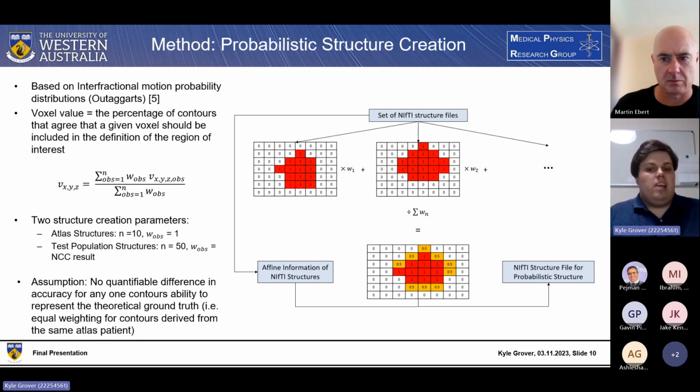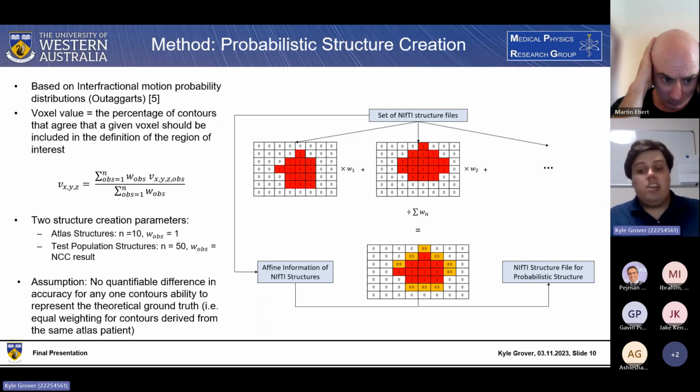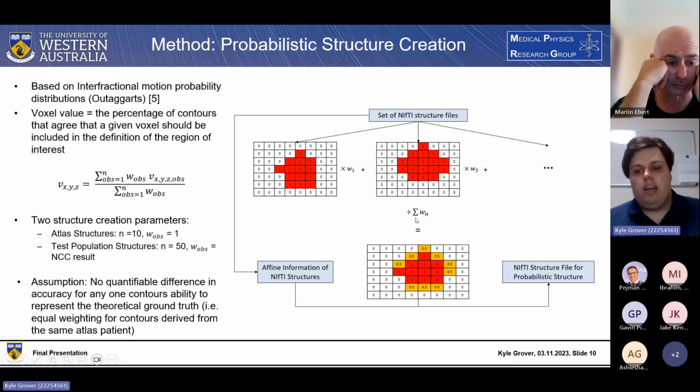So what this actually breaks down to is that each voxel value ends up representing the percentage of contours that agree that a given voxel should be included within the definition of the region of interest. While the equation is provided here, just for a bit of diagrammatic simplification, for each of these voxels that are considered, we take a weighted sum by multiplying by the weightings of each of the respective coordinates in all of our NIfTI structure files, then dividing by the total weight to normalize it back so it goes from the range of 0 to 1.